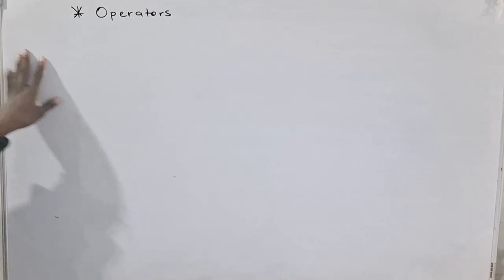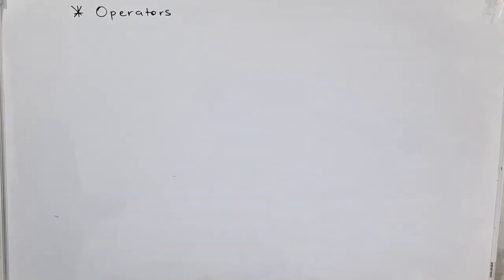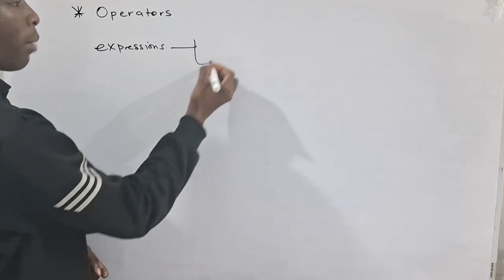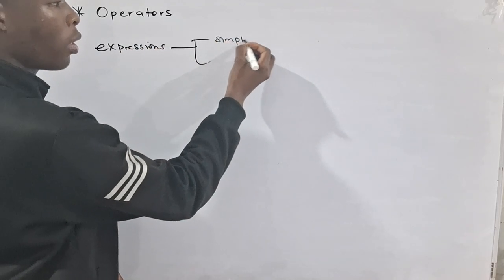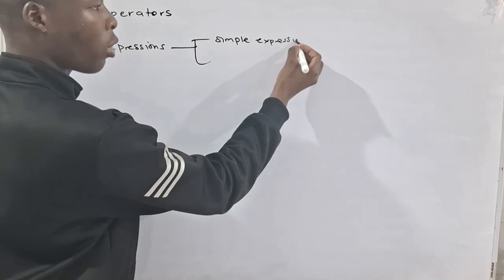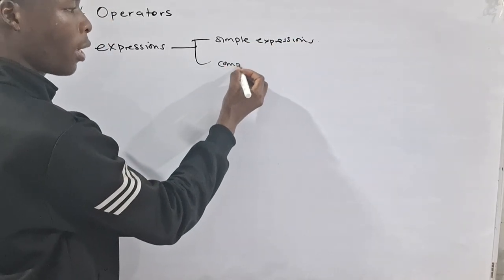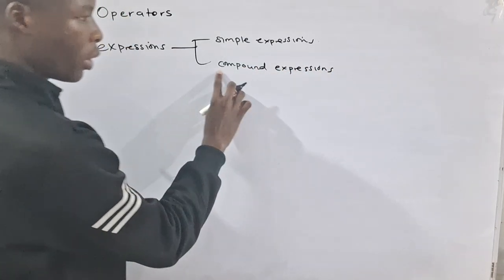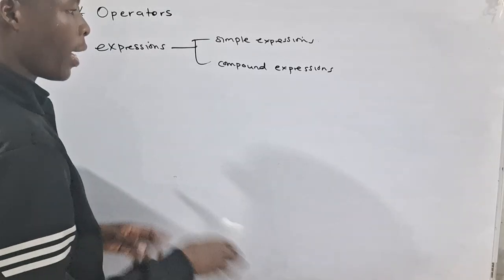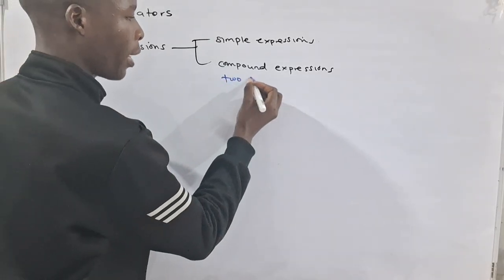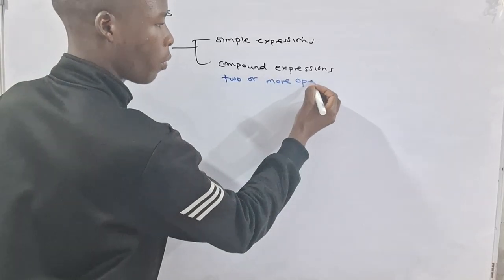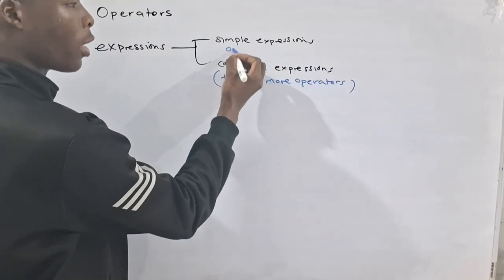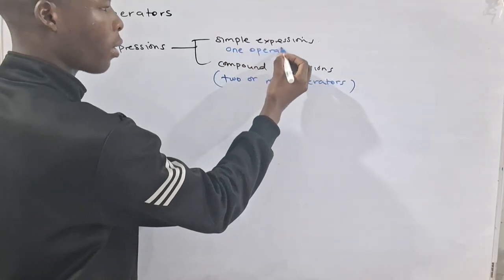In today's class we are going to discuss operators. In the previous class we discussed expressions. I said there are two types of expressions: simple expressions and compound expressions. It is called a compound expression if it has two or more operators. Then it is called a simple expression if it has one operator.